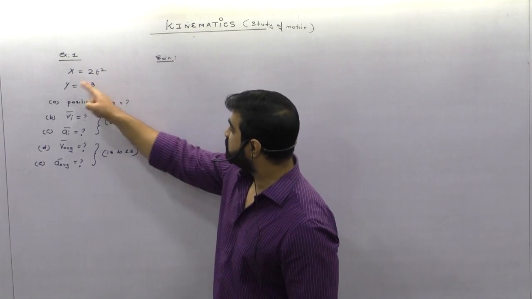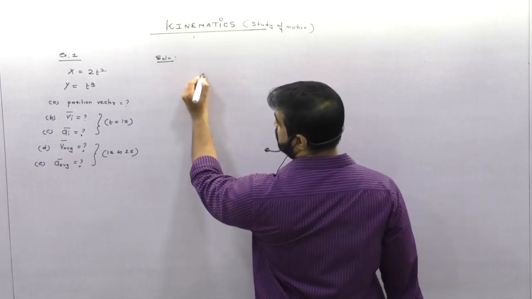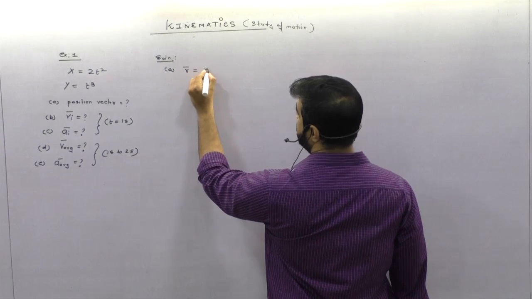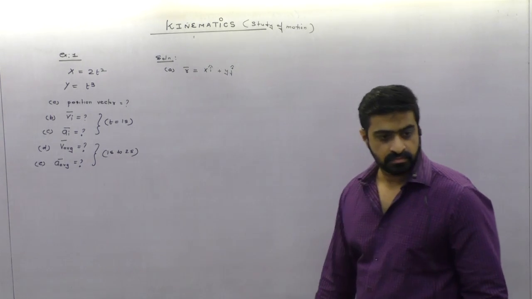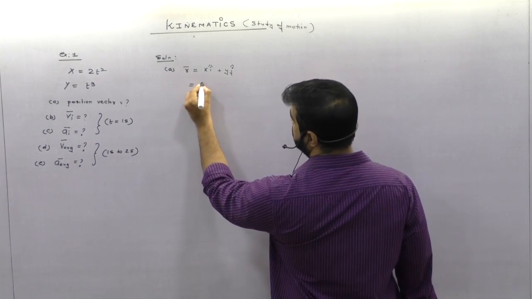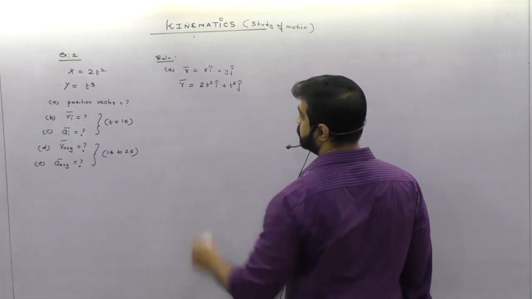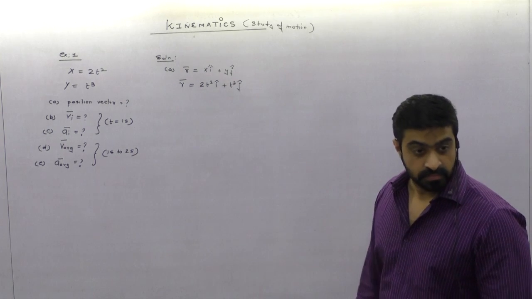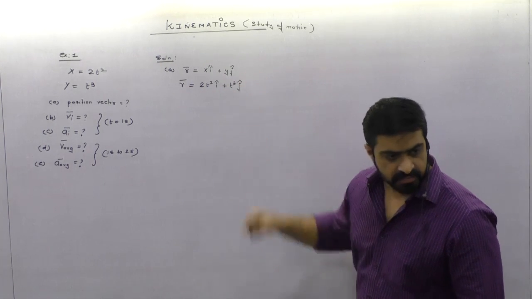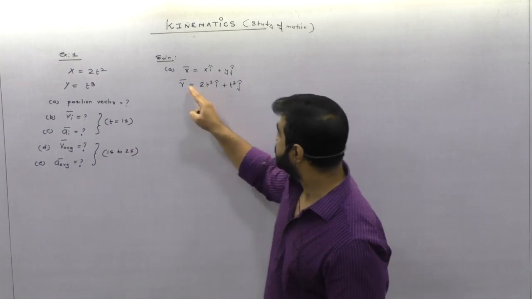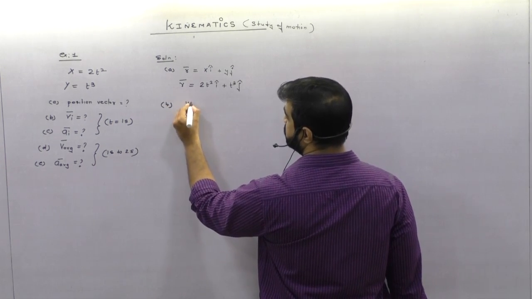See, x is given as 2t square and y is given as t cube. I want position vector. Position vector is denoted by the letter r bar. R bar is x i cap plus y j cap, because it is a two-dimensional motion actually. So R bar will be 2t square i cap plus t cube j cap. This is R bar. Now if they ask you position vector at 1 second, put 1. Position vector at 3 seconds, put 3. But they have not asked you, they have just told you position vector, so let it remain as a function of time.